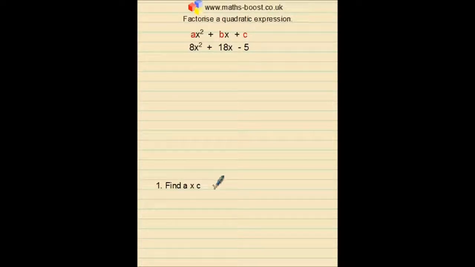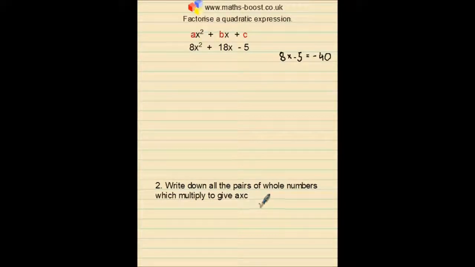Step 1 is to find a times c. Step 2 is to write down all the pairs of whole numbers which multiply to give minus 40, which we found in step 1. You'll always be able to change the sign to find a second set of numbers.